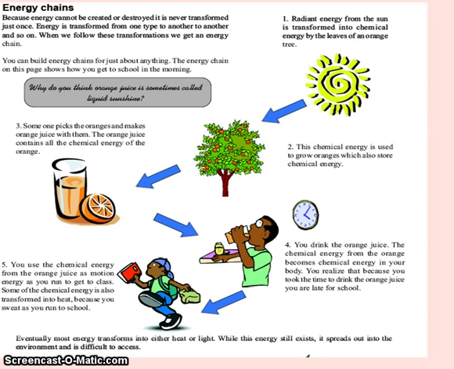Other ways to think of this is think about radiant energy or light energy being converted into chemical energy in a tree, which then produces oranges. The oranges now have chemical energy contained within them. When you eat or drink those oranges, orange juice for breakfast, you now have chemical energy inside of your body. The moment you take that chemical energy and you begin to move, you convert that chemical energy into mechanical energy.